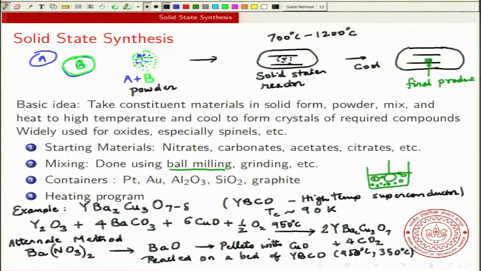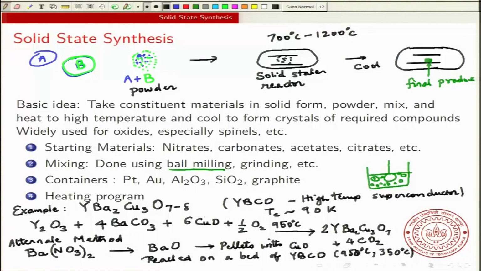Okay, and this second heating at 350 degrees centigrade actually gives you the right value of delta, so that your Tc is about 90 K. So it turns out that for this material, based on the value of delta, your Tc varies. Okay, and delta is typically some fraction, much less than 1.